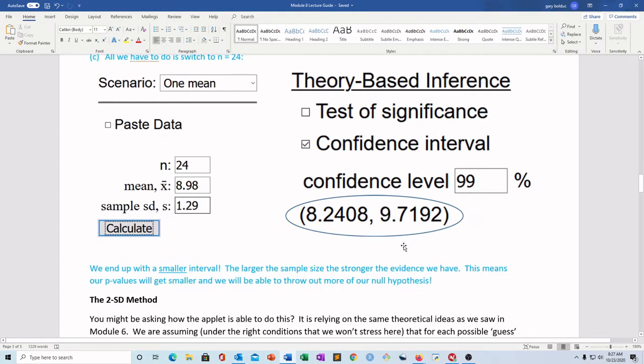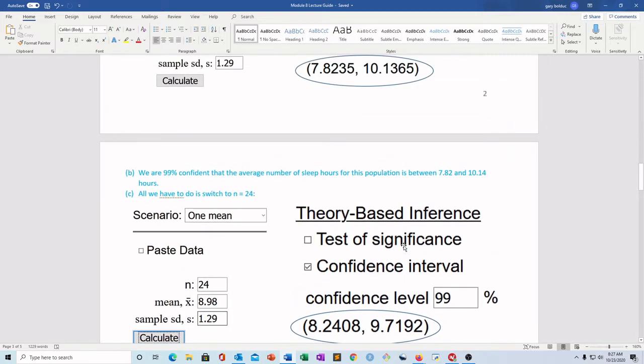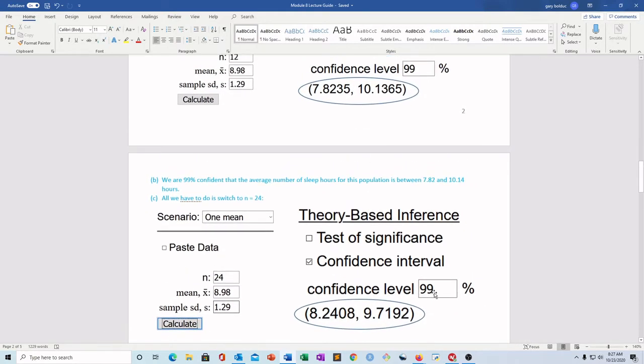Okay, so let's see if we can compare these together. Here are my two intervals. This is with only 12 people. This is now with 24 people. We have to think about what happens here. Well, the interval got smaller. This interval is a smaller range of values, right? I'm at the same confidence level though, right? I'm still 99% confident that the true average sleep hours for people on hypnotherapy is between these two numbers. So same level of confidence, but I get to be a little more precise.